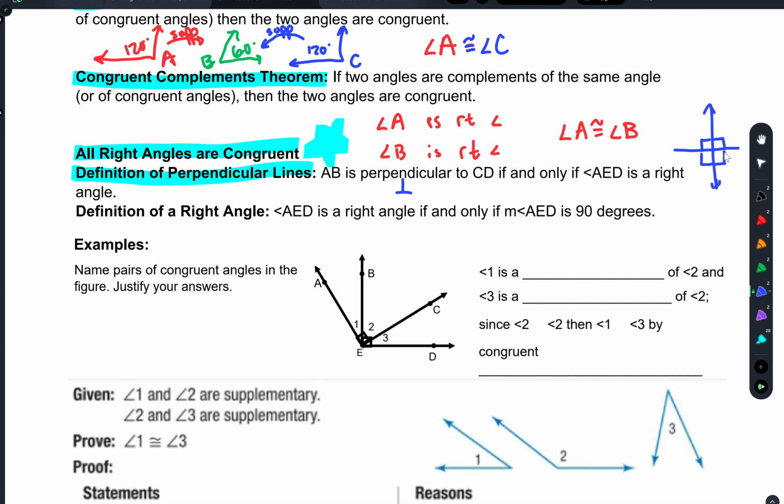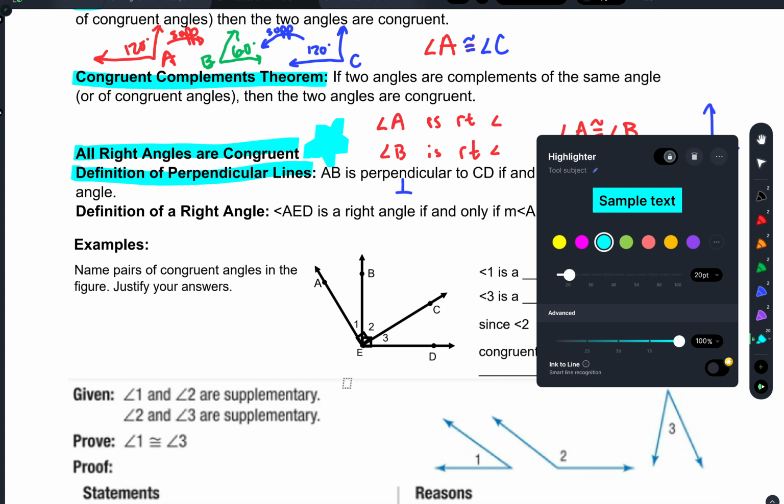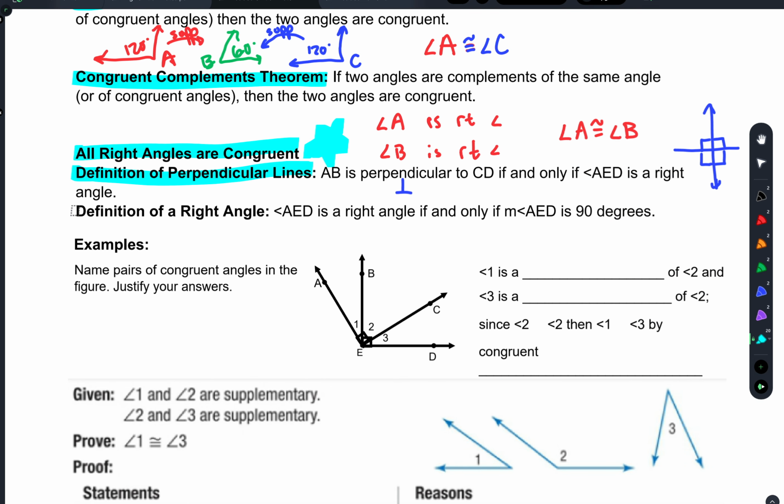Notice, what it does not say is that those angles equal 90 degrees. All it says is that those angles are right angles. If I want to get something to be equal to 90 degrees, I have to use this next definition here, the definition of a right angle, which states that if I have something as a right angle, then its measure is 90 degrees, or vice versa, if and only if.